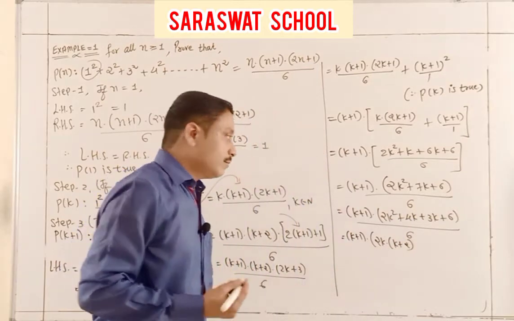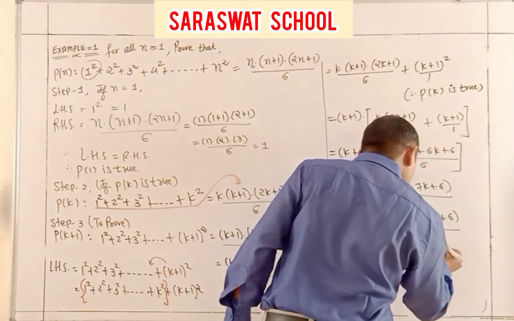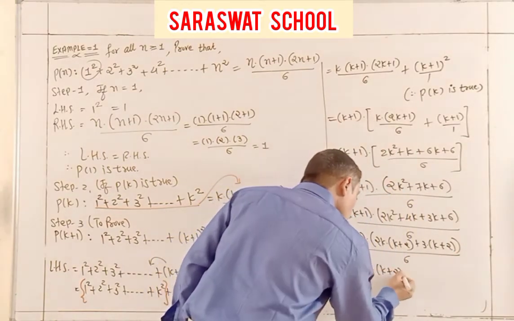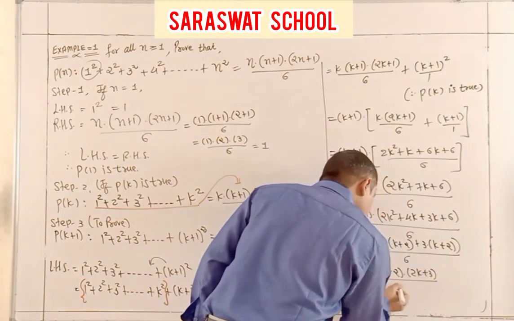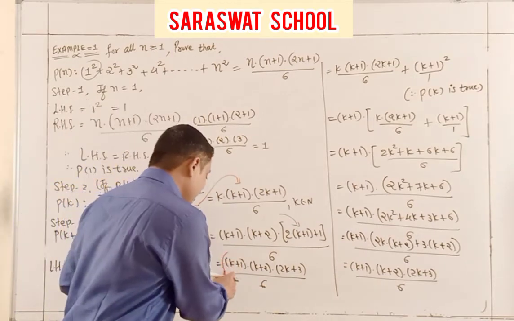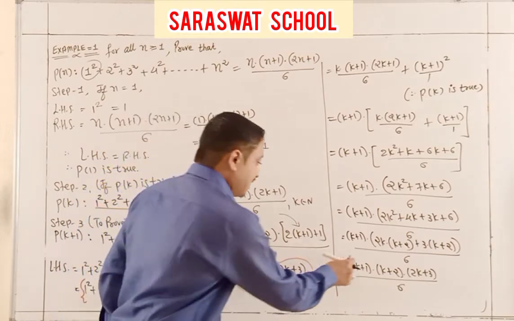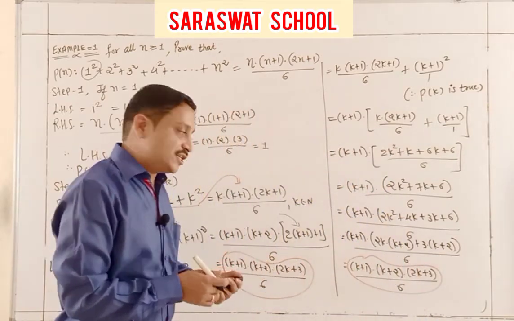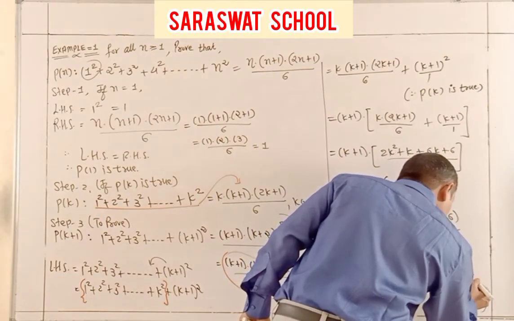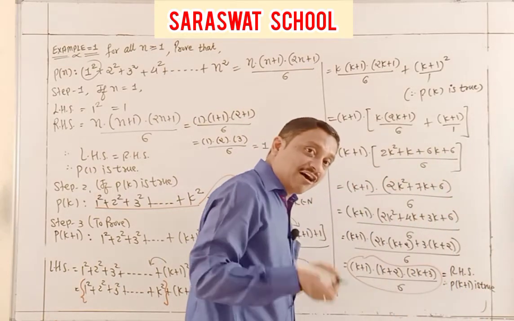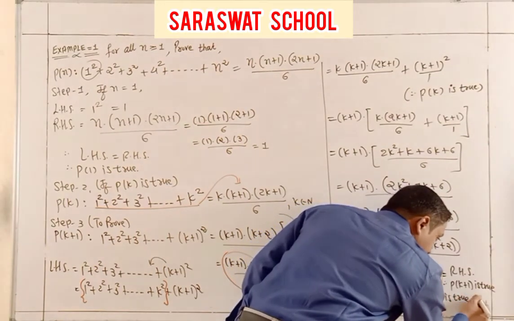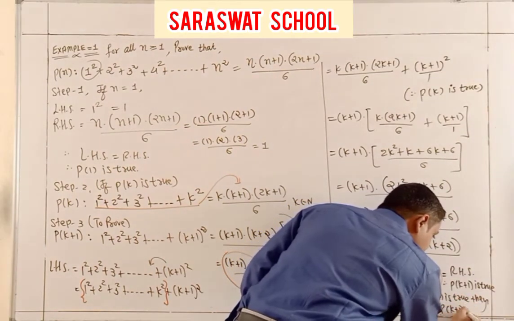Now take the common. It has 2k common: 2k plus 3 comma k plus 2. And last, k plus 1, k plus 2, 2k plus 3 by 6, and this value is your RHS. Look at that, this is your RHS now. Already I wrote it there, and this RHS you just ended here. So I write it is equal to RHS. So P of k plus 1 is true. Therefore, if Pk is true, then P of k plus 1 is true.